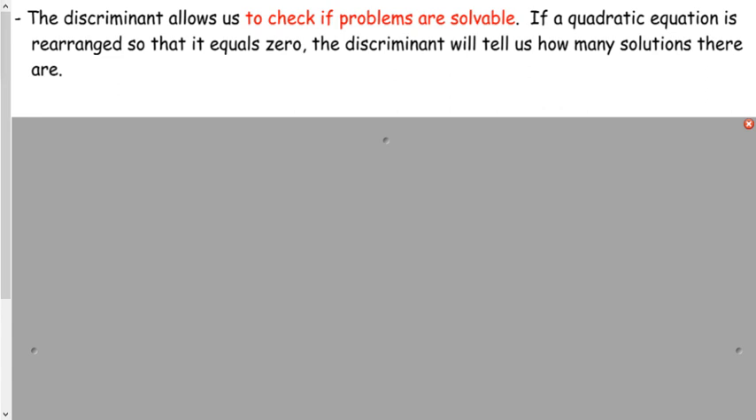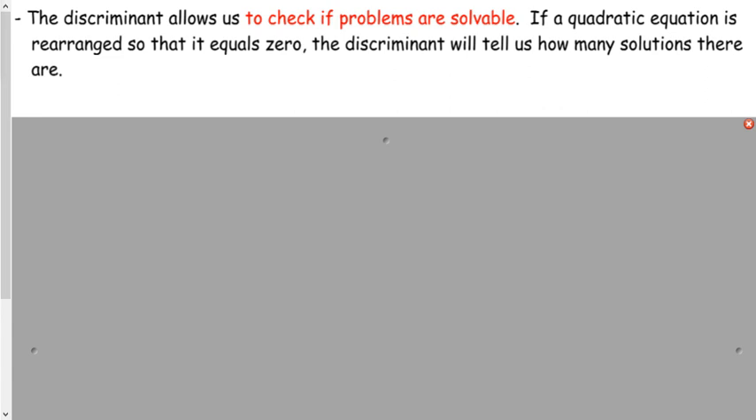Okay, so the discriminant gives us a nice easy way to check if problems are solvable, right? If we're dealing with an equation that happens to be quadratic and we're trying to solve that equation, and we do the discriminant and we get a negative number, that means we actually can't solve that equation. There's no solution to that equation. So the discriminant is going to help us figure out if there's a solution before we even try to do it.